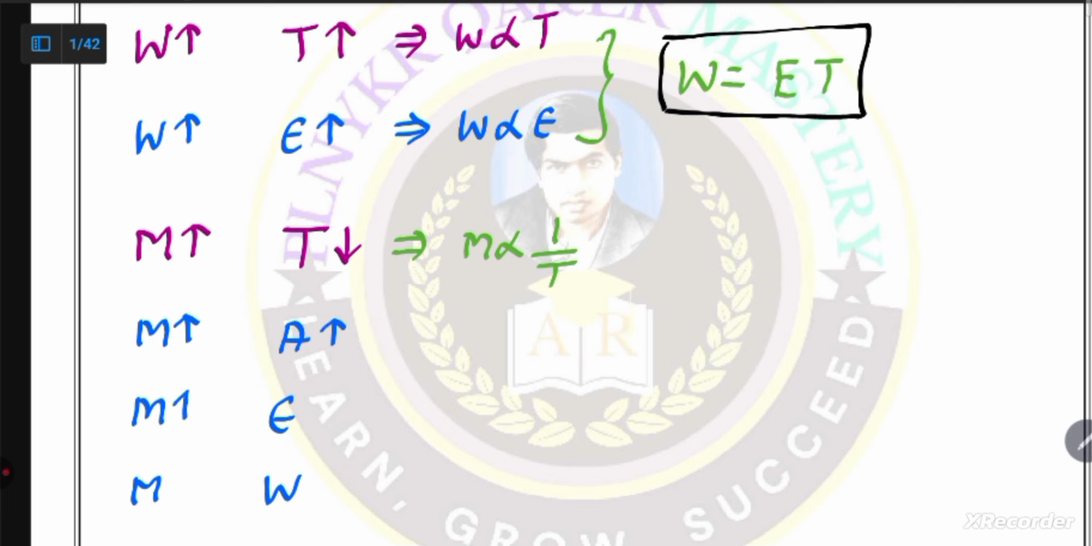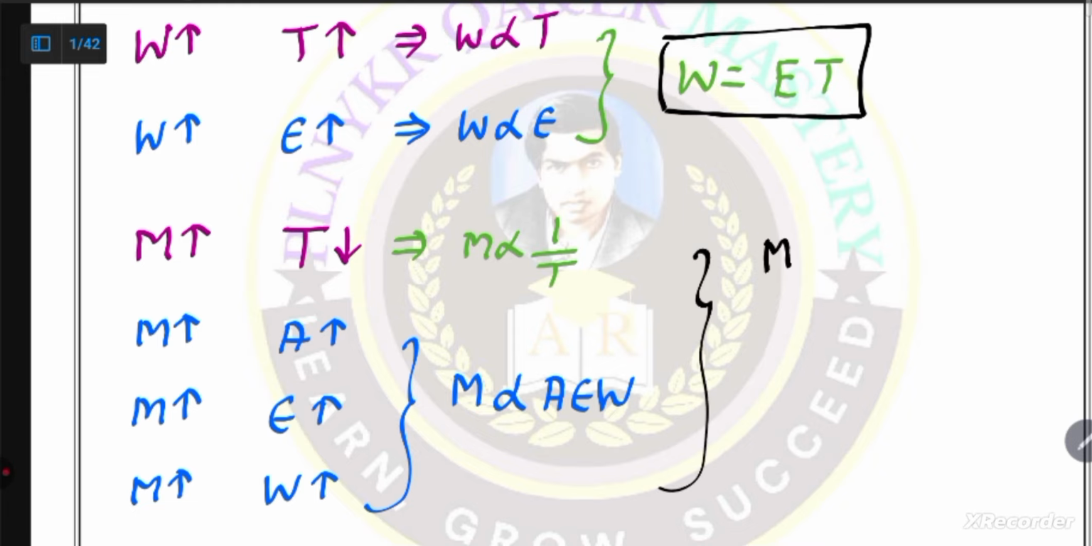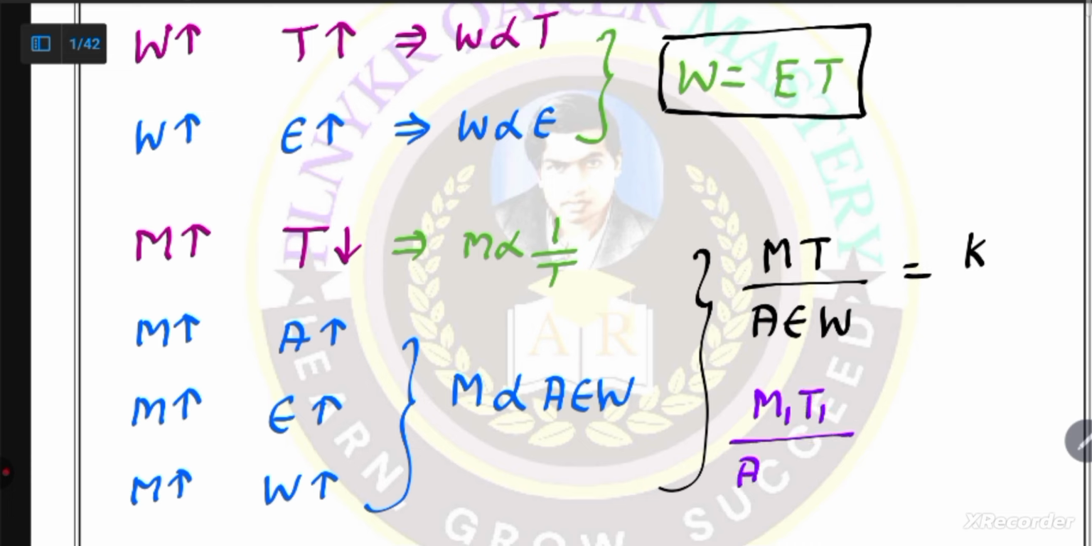Similarly, by increasing the manpower, the efficiency, the capacity of the team increases. By increasing the manpower, the team will be doing more work. So how are these related? They are directly proportional, so I'll directly write M is directly proportional to amount, efficiency, work. From these, we'll get another formula: M T by A E W equals constant. So whenever we are comparing two different scenarios, M1 T1 by A1 E1 W1 equals M2 T2 by A2 E2 W2.